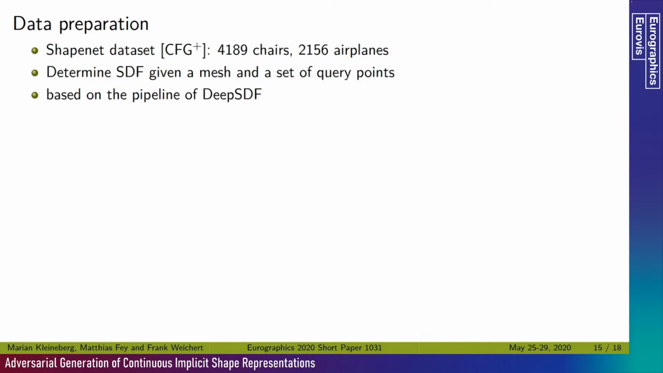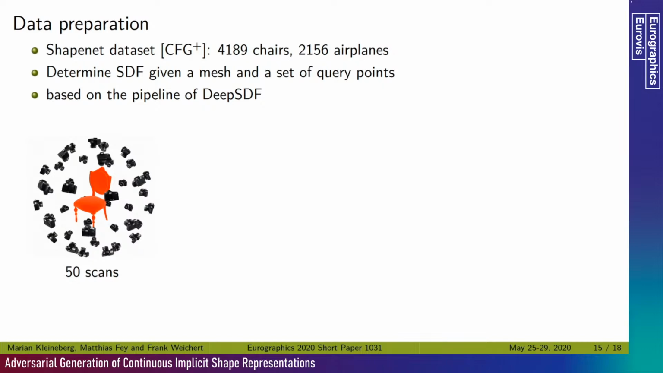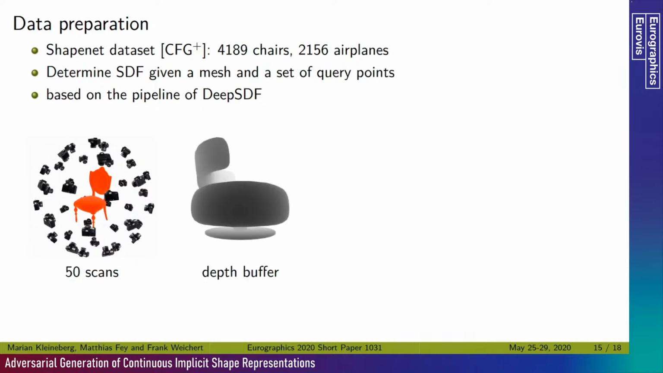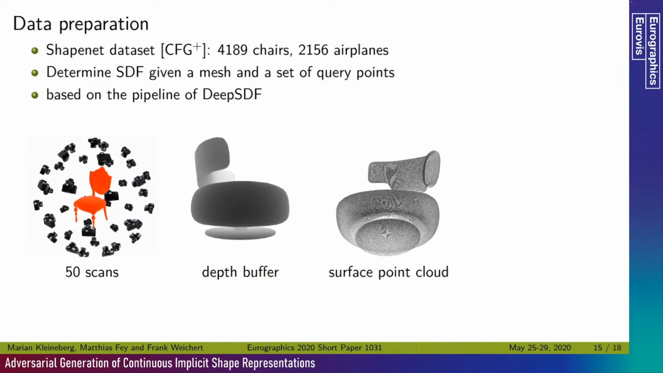Our approach is based on the pipeline of the DeepSDF paper, but we improved it a bit to make it more robust. We start with taking 50 scans from 50 equidistant angles of the object, and for each scan we render a depth buffer. We then take this depth buffer and project it back into object space to obtain a surface point cloud.